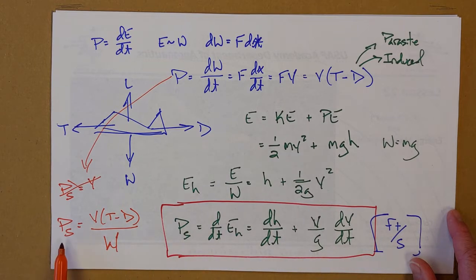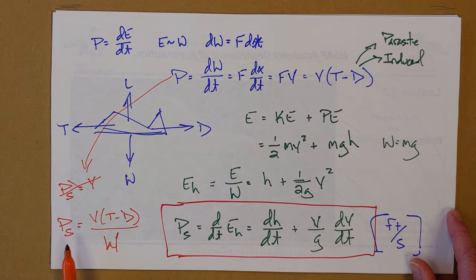When P sub S is greater than 0, that means our thrust is greater than our drag. And with that positive P sub S, I can either climb, or I can accelerate, or I can do a combination of both. I am gaining energy when my P sub S is greater than 0.